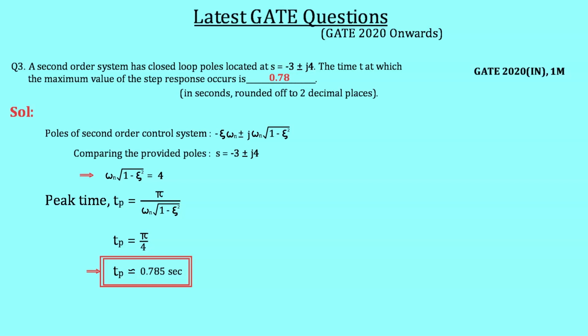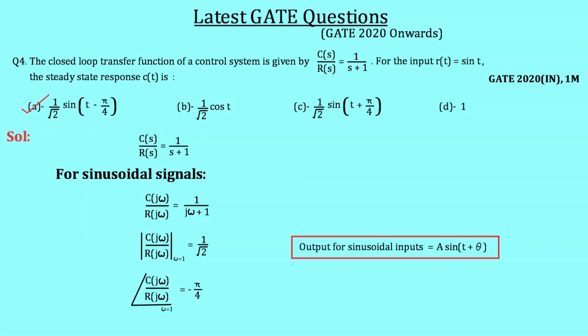Now we know the formula for peak time is equal to pi divided by natural frequency multiplied by the square root of 1 minus zeta square. After putting in the value, you will get the peak time to be approximately equal to 0.785 second. Now let's come to the next question.